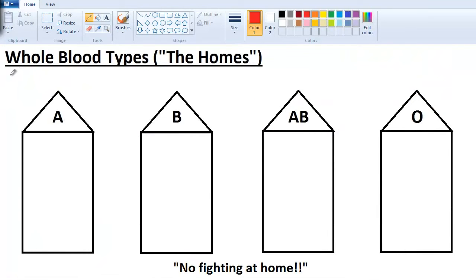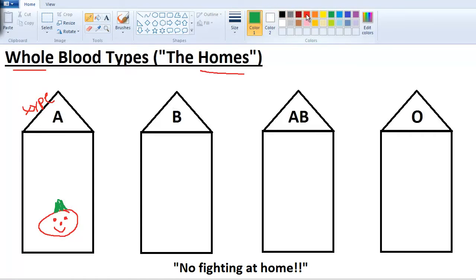So now let's put everything together. We're going to talk about whole blood, antibodies with antigens. I'm just calling this the homes. So if somebody has type A blood, what's in their blood? Let's take the red blood cell. We have the red blood cell, it's in there. It's type A blood, so what do we call this hat here? We call this the A antigen.